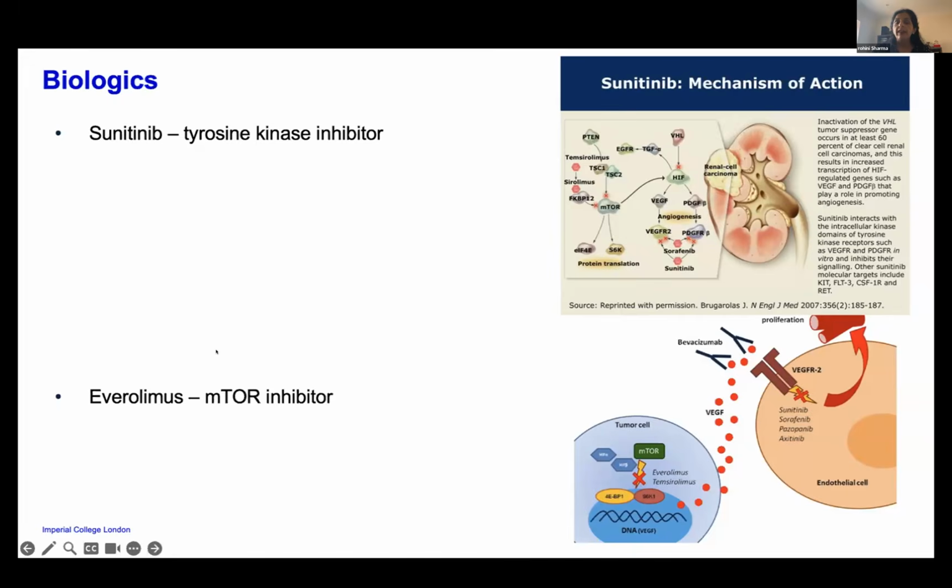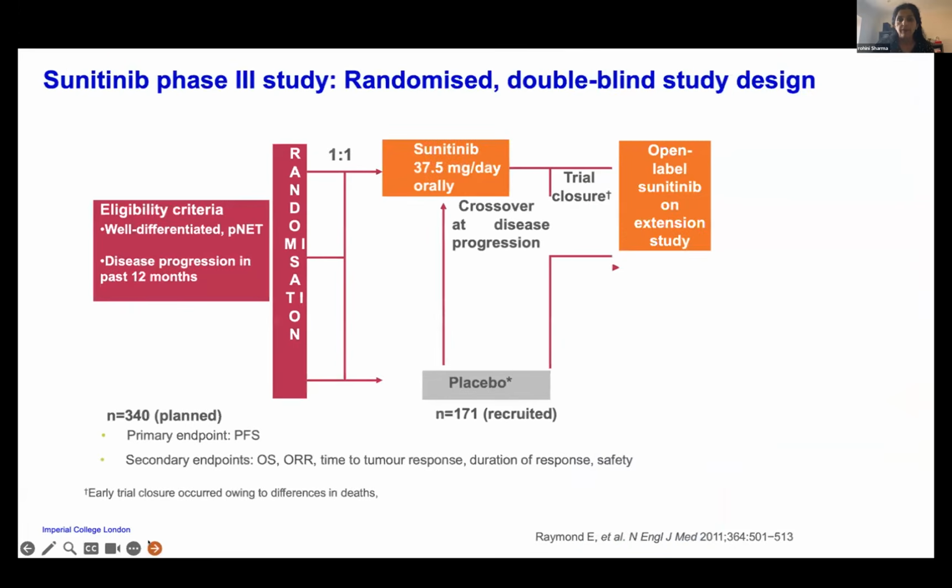Everolimus, on the other hand, is an mTOR inhibitor, and that binds here, where you can see, and it stops, again, the proliferation of tumor cells. Okay, so we've got a tyrosine kinase inhibitor, which inhibits angiogenesis, and everolimus, like I said, is an mTOR inhibitor, and it's anti-proliferative. What is the evidence for these two studies?